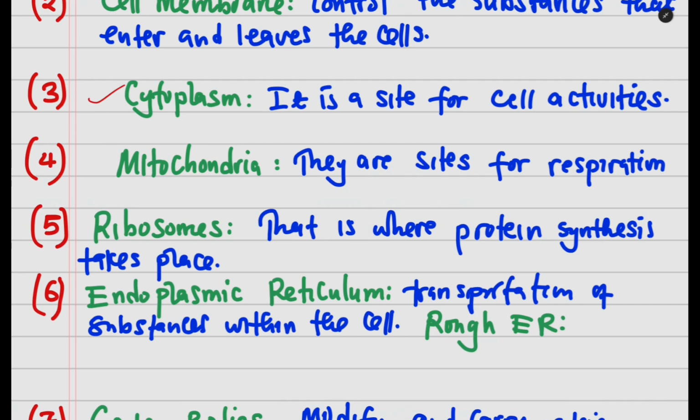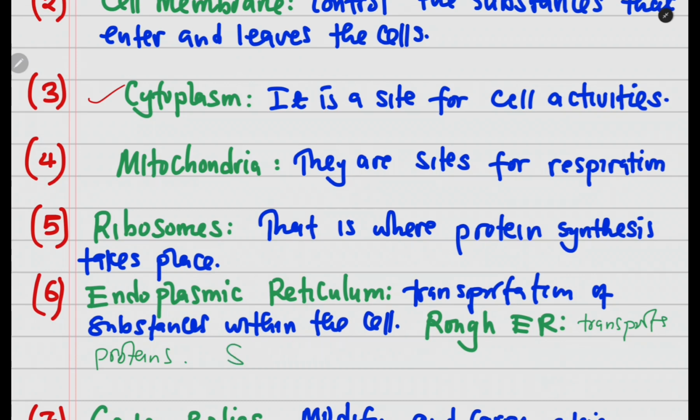So the rough endoplasmic reticulum, since it has ribosomes on it, and we are saying ribosomes are the site for protein synthesis, transports proteins within the cell. So that is the function of the rough endoplasmic reticulum.